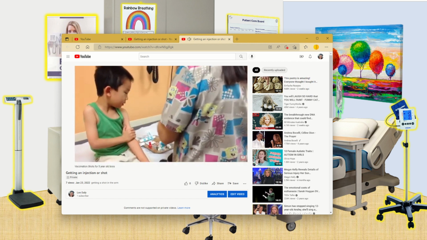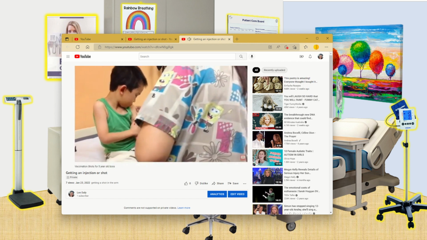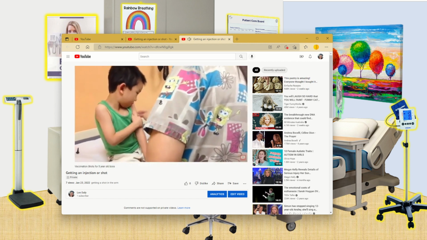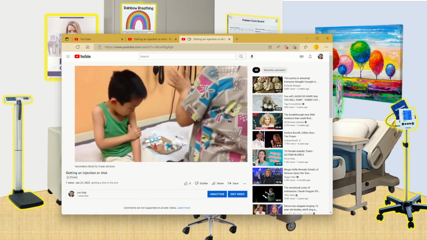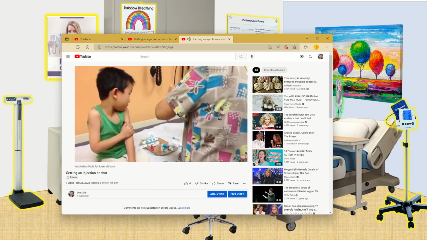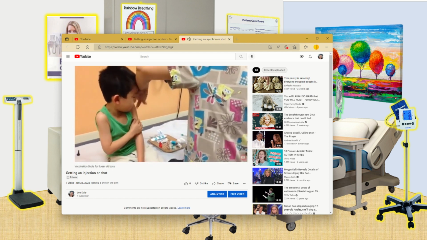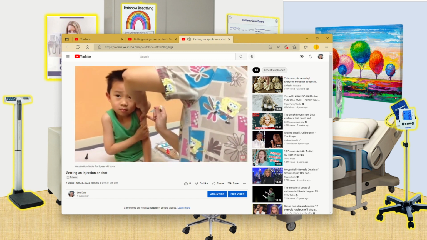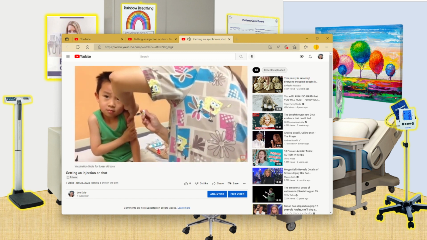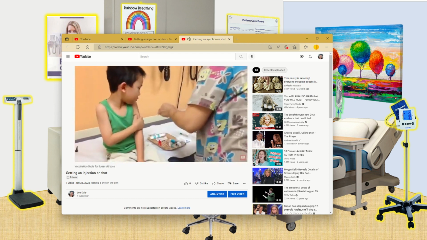I'm getting a shot in the arm. First, the nurse cleans my arm with alcohol swab. It's cold and it smells strong. Then she makes the shot ready, takes the cap off, gives my arm a little pinch. I think about other things, and the shot goes in. Then she puts a Band-Aid over it.